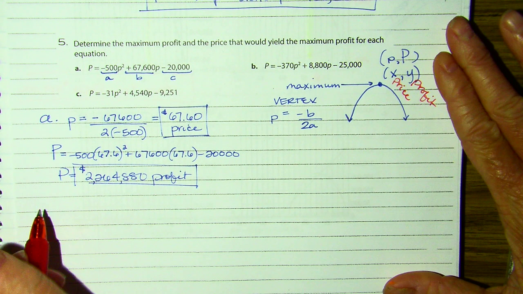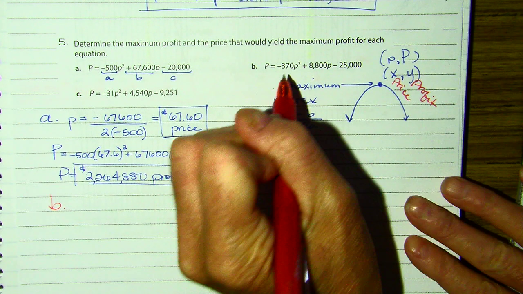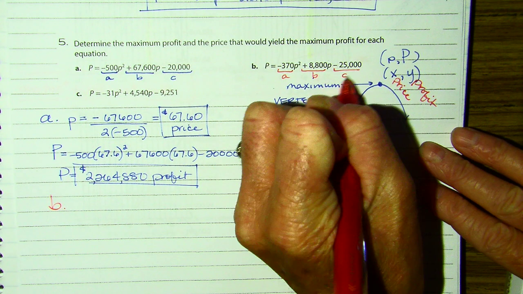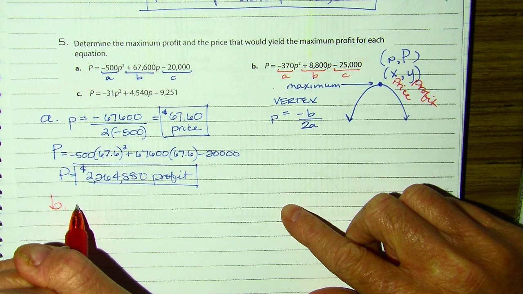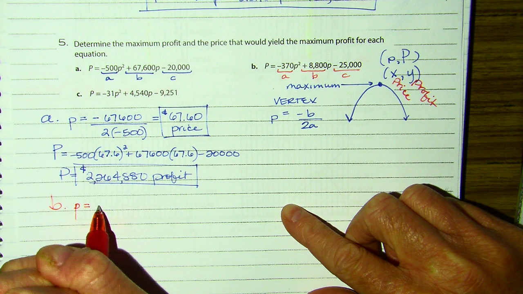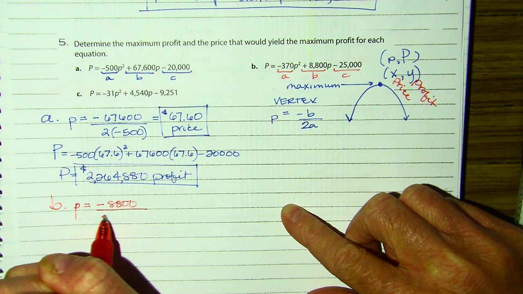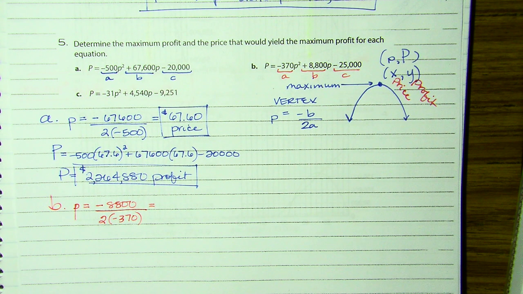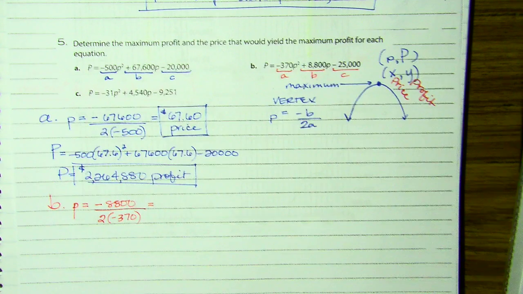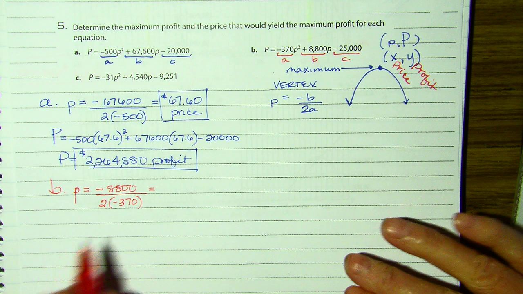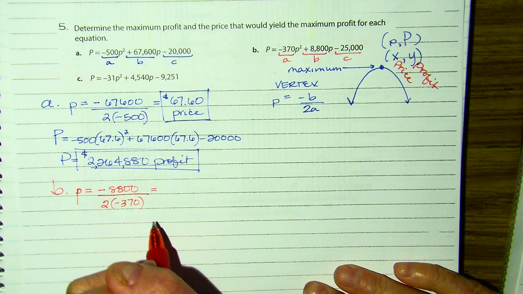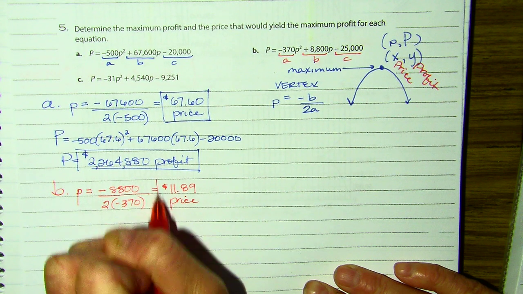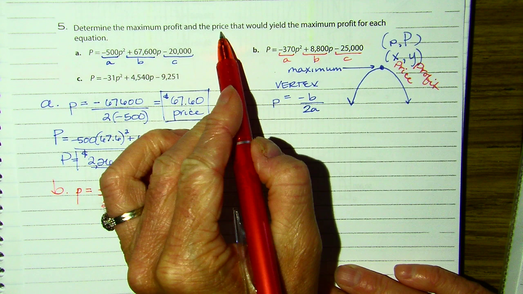So it's less confusing. So part B. So let's identify this is A, this is B, and this is C. And so P, lowercase p, equals negative B divided by 2 times A. All right, so then if I enter this, I get $11.89 to be the price. Okay, so that is the price that would produce my maximum profit.